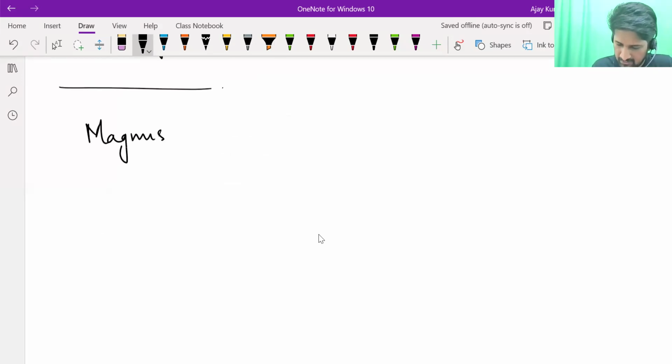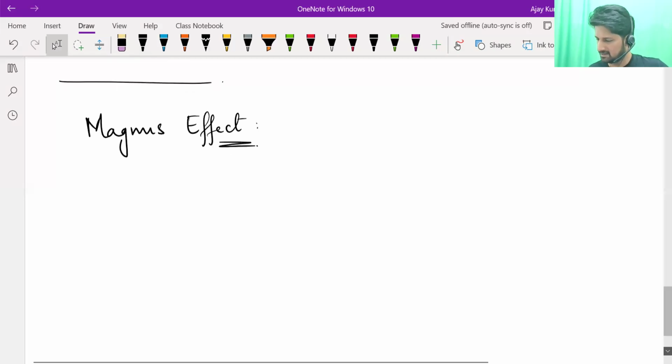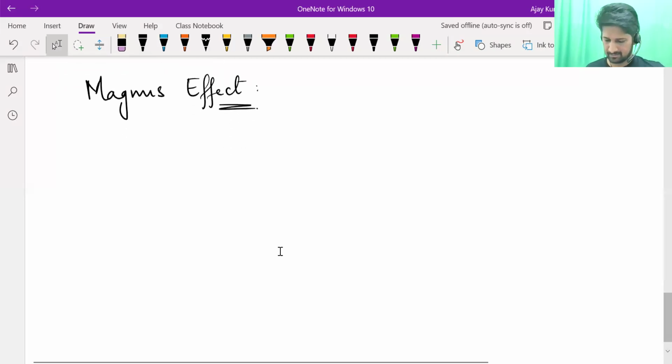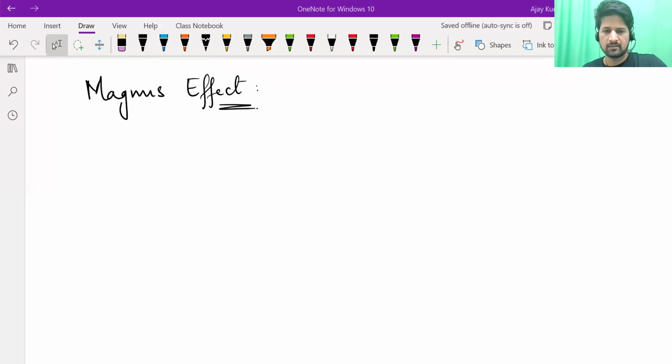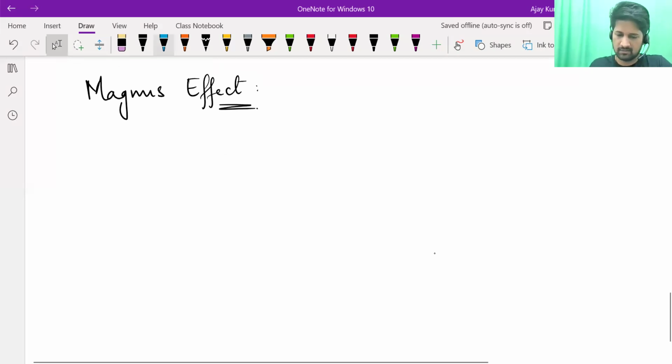Any idea what Magnus effect is? Very interesting idea, concept. Okay, fine. Just a moment. Venla, do you watch cricket? No, sir. At least occasionally. Football? No, sir. Okay, fine. No problem.